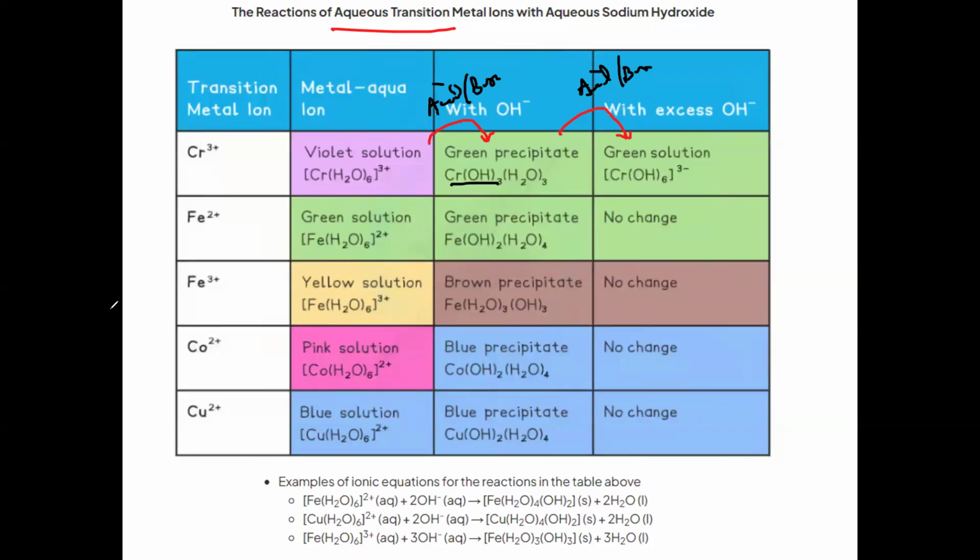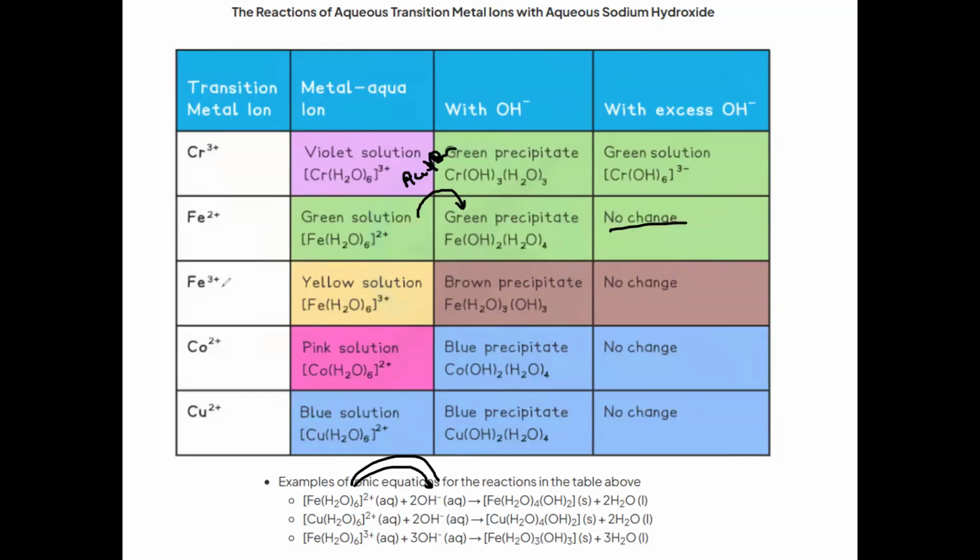But with iron 2, what will happen? It's a green solution initially. When we add sodium hydroxide, there will be an acid-base reaction. The first reaction: as you can see, iron is losing 2 protons, so it will become iron 2 hydroxide and a water molecule, and that is a precipitate. But when we add excess, there is no visible change, no reaction. This indicates that iron 2 hydroxide is not amphoteric. That is why no reaction occurs for iron 2 hydroxide.